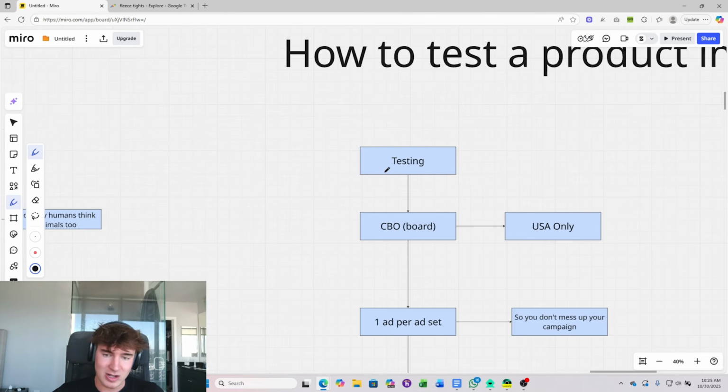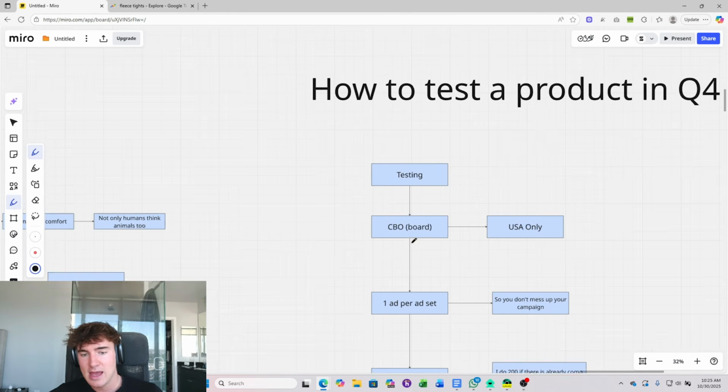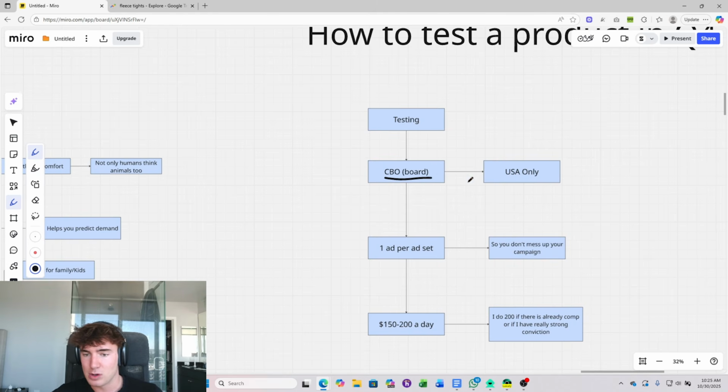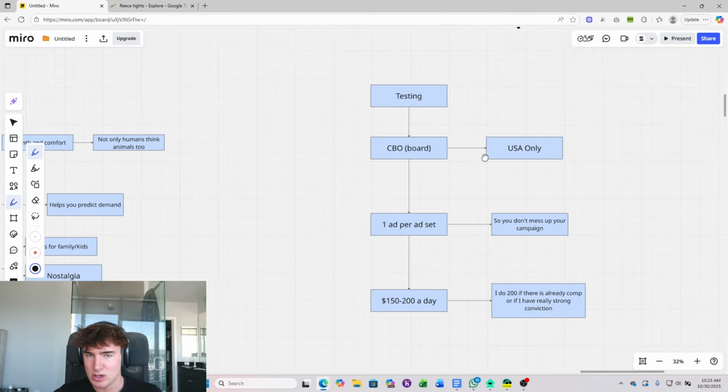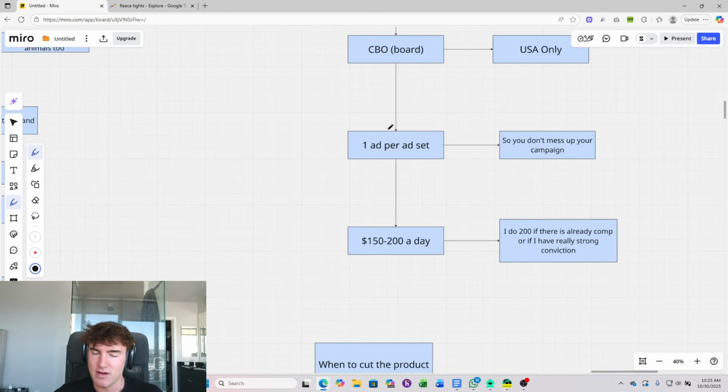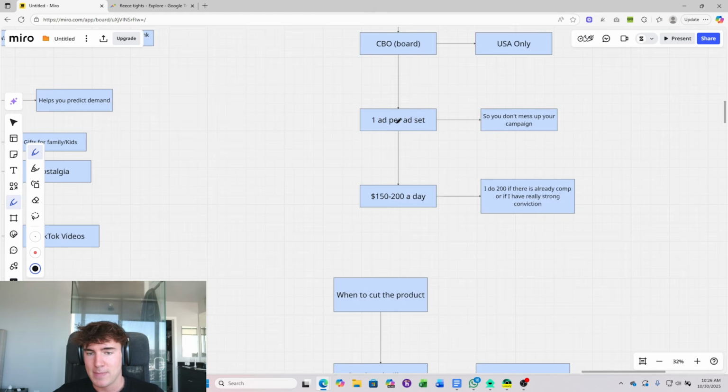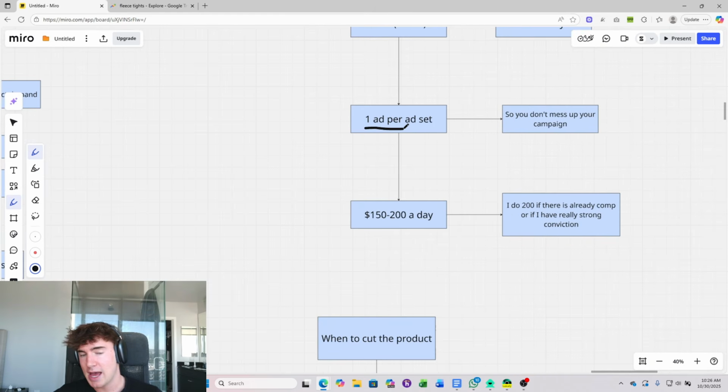Now, how I'm going about testing in Q4 is a CBO on broad targeting, the USA only, because if you can't scale in the USA, you cannot scale anywhere else. That's just my thought. You want to scale in the biggest market, which is the United States. Basically how I'm doing this is I'm doing one ad per ad set.